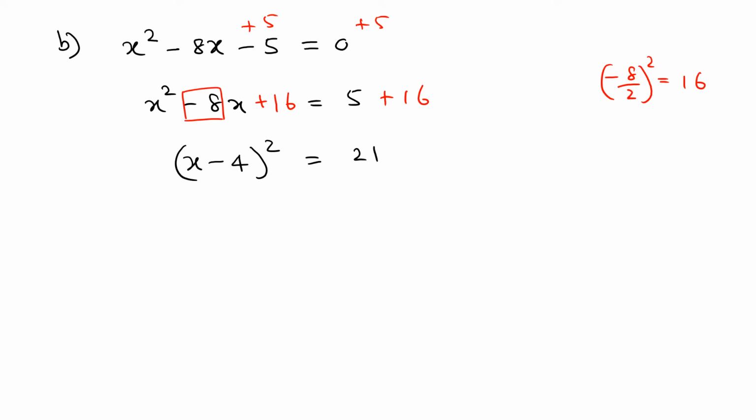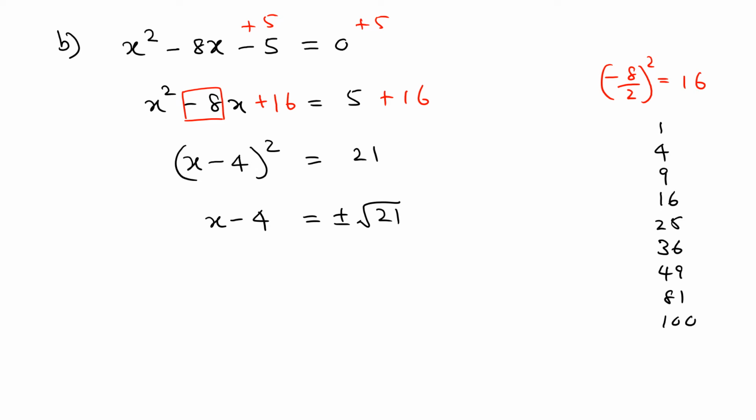This one is 21. Now we take the square root of both sides. When you take the square root, you're going to get x minus 4 equal plus or minus square root 21. And you can see that you cannot write 21 using perfect squares. The perfect squares are 1, 4, 9, 16, 25, 36, 49, 81, and 100. So first you check whether you can write this using any of these, but you can see that 21 you cannot write using any of them. That means you don't simplify like that.